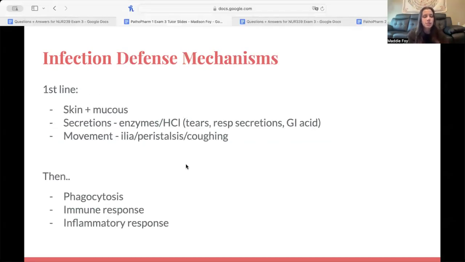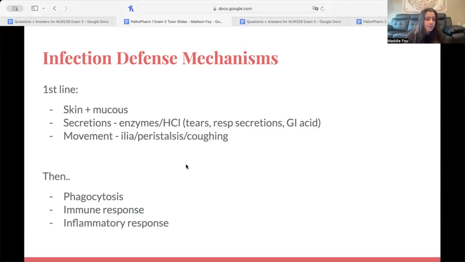For defense mechanisms, our first line is going to consist of things like your skin and your mucus. These are protecting your body without that conscious effort of doing so, as well as secretions. I always thought tears were super important. When you cry, your tears are super acidic, so if there's any bacteria, that will naturally kill that off.